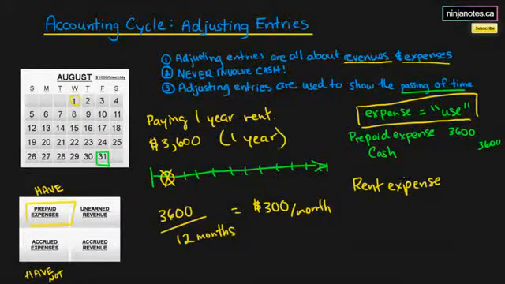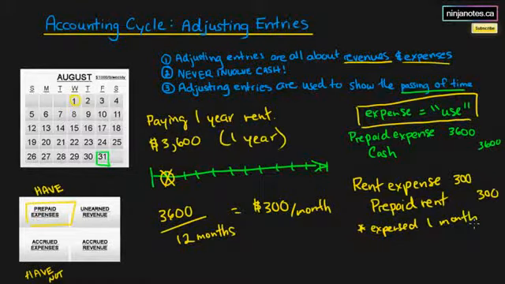Expenses are always debits when you're increasing your expenses, and we're going to reduce our asset, which is prepaid rent, because we need to show that our asset is now $300 less, and that 1 month of the asset has been used up. And we are going to put $300 on the debit and the credit side to show that we have expensed 1 month. And that's exactly the point of the adjusting entry.